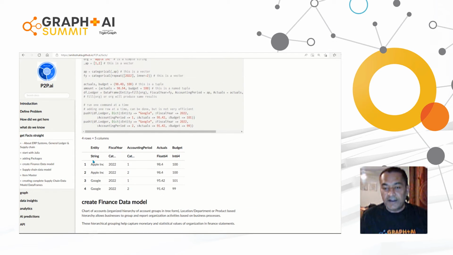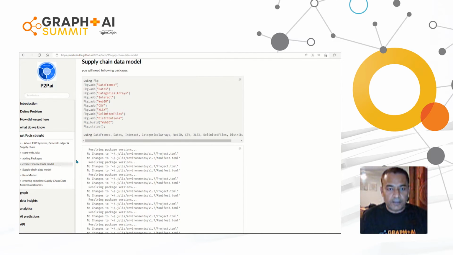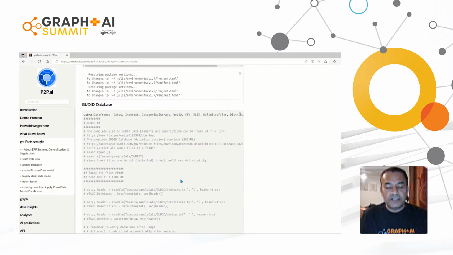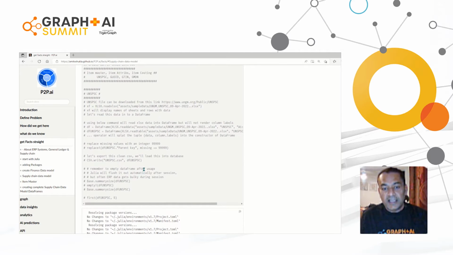As you can see, you will find examples of the real GL balance sheet, income statement, cash flow, even the same as the supply chain data model. You will notice that these examples are executed. What that means is that this documentation includes executed code.